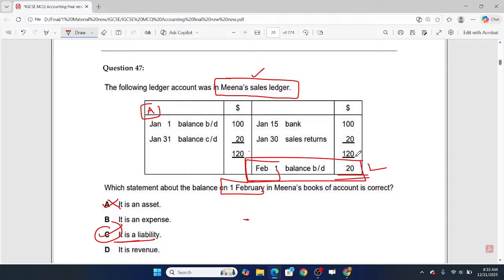Balance brought down in the credit side means liability. So the opening there is an asset and the closing value is a liability.